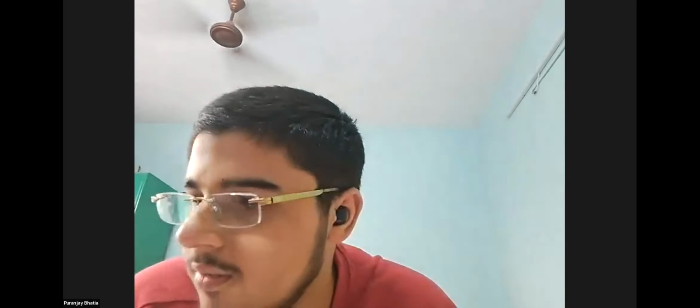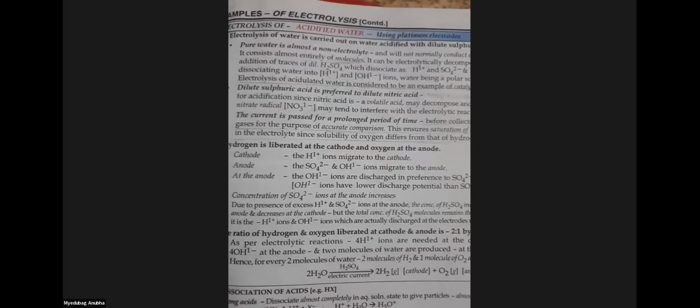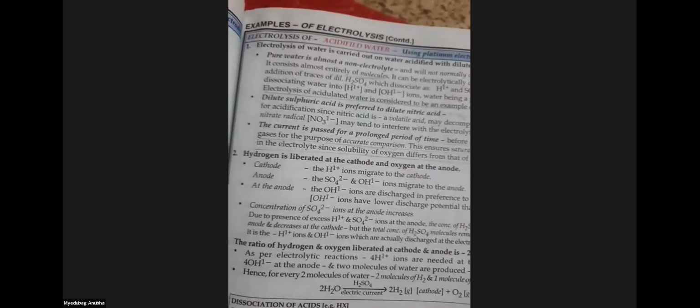Ma'am, could you explain why electrolysis of water is considered an example of catalysis? Okay. You know very well that a catalyst does not itself participate in the reaction, but it alters the rate of reaction. Similarly, for the catalysis, we have taken acidified sulfuric acid. Entirely the H2SO4 is not dissociated; we have just taken traces of acid. That's why we are calling it dilute sulfuric acid.